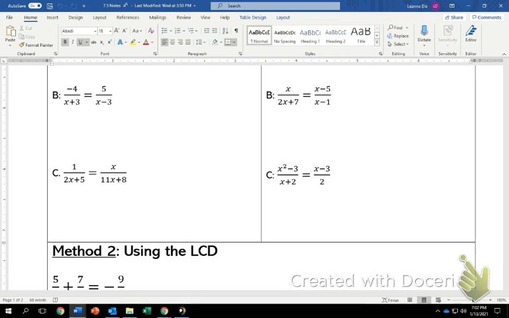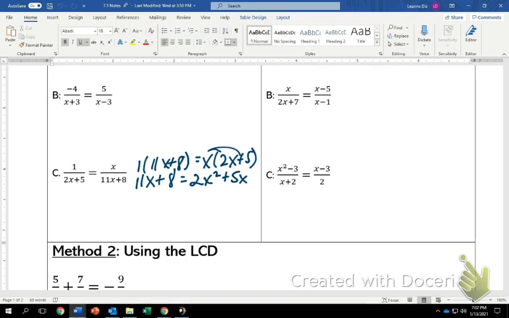Let's go down to letter C on the left-hand side. Again, we're going to do our cross multiplication. It'll be 1 times (11x plus 8) is equal to x times (2x plus 5). Do the distributive property, we get 11x plus 8, because anything times 1 is itself, and this will just be 2x squared plus 5x. Now we have x squared to deal with.